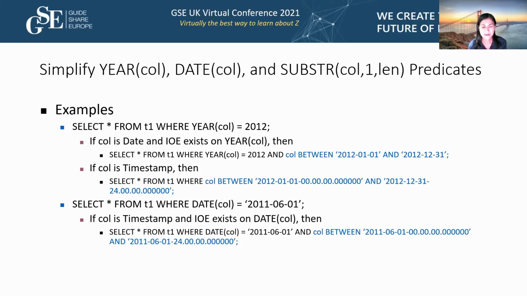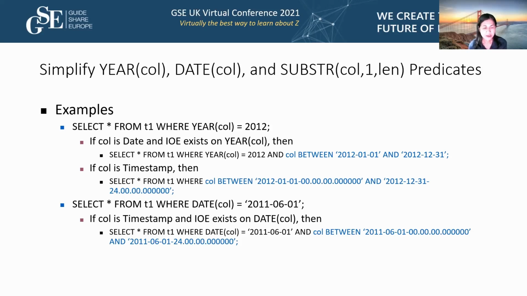The constant 2012 is changed to a date format, and the range is the beginning of the year 2012, and the upper bound is the end of year 2012. Since there is an index on expression on the year column, this year function will be kept. If the column is timestamp, then Db2 changes the constant 2012 to a timestamp constant. And if there is no index on expression on the year column, then this year function will be removed.